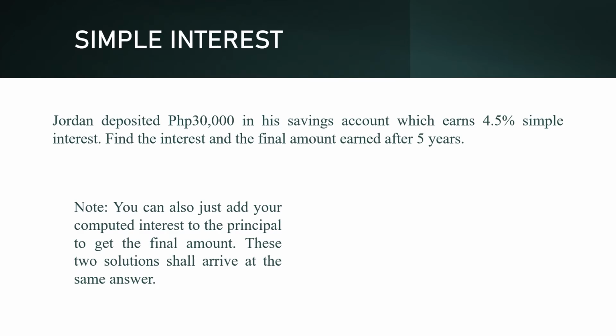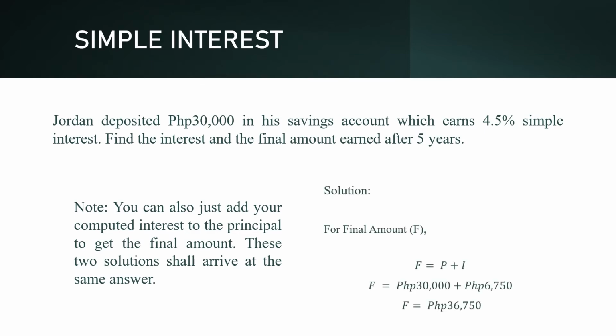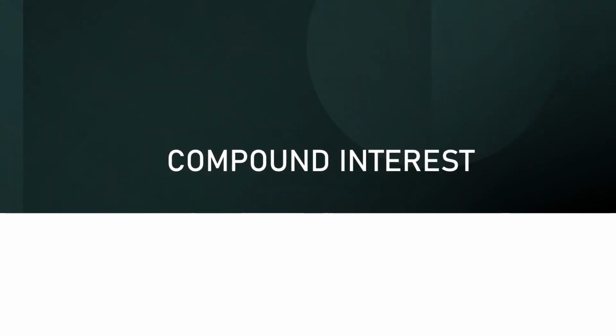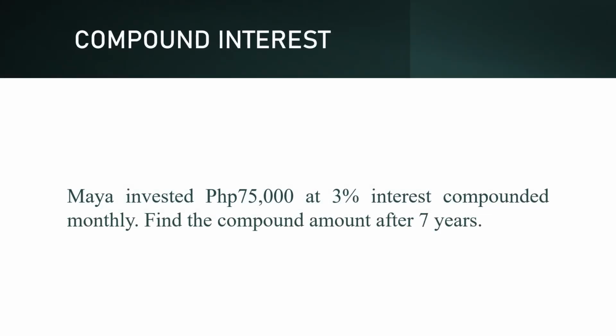Another way to solve for the final amount is to just add the interest we've already computed to the principal, just like how it is shown in the solution in this slide. It shall arrive at the same answer as the formula in the previous slide, and it sure does. Now, let's move on to the problem on compound interest. Maya invested 75,000 pesos at 3% interest compounded monthly. Find the compound amount after 7 years.